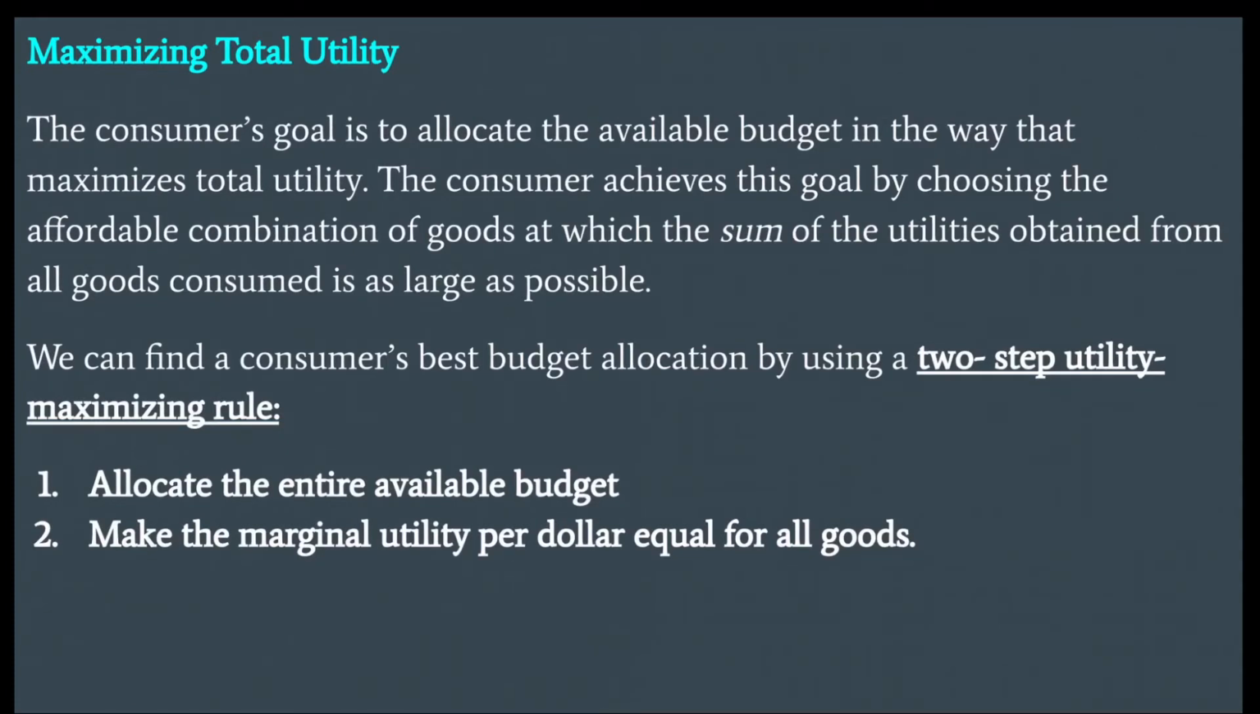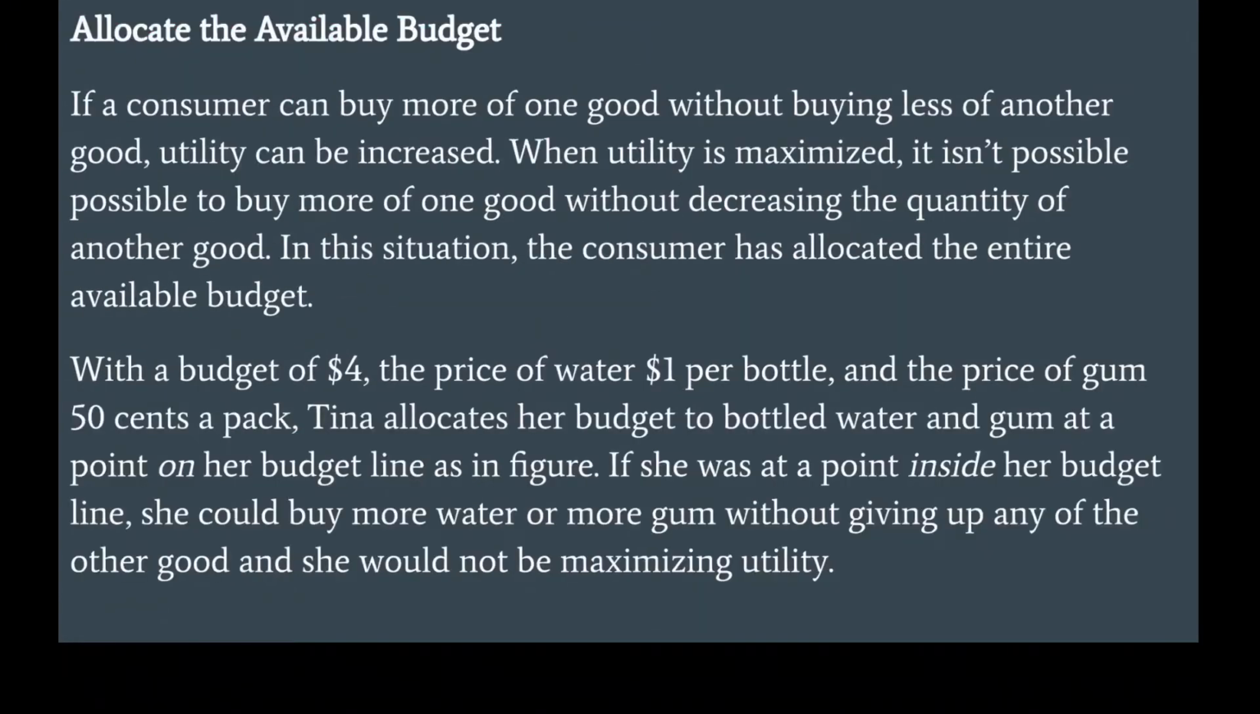Maximizing total utility. The consumer's goal is to allocate the available budget in the way that maximizes total utility. The consumer achieves this goal by choosing the affordable combination of goods at which the sum of the utilities obtained from all goods consumed is as large as possible. We can find a consumer's best budget allocation by using a 2-step utility maximizing rule. Allocate the entire available budget. Make the marginal utility per dollar equal for all goods.